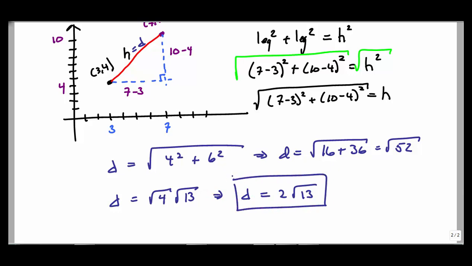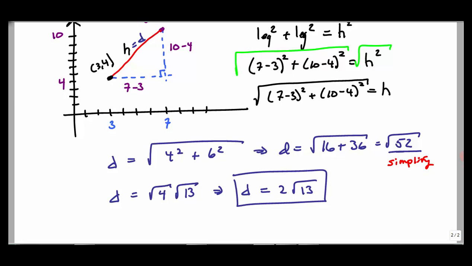And this is an exact form. I don't need to find a decimal approximation, but this is the correct solution. The square root of 52 is not simplified. I need to take it further and simplify it. So again, if you get to a number, think if there are any factors of 52 that are perfect squares. So not simply, but simplify. So we want to simplify this.